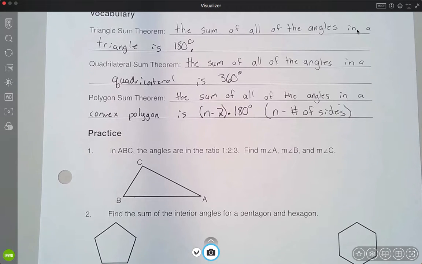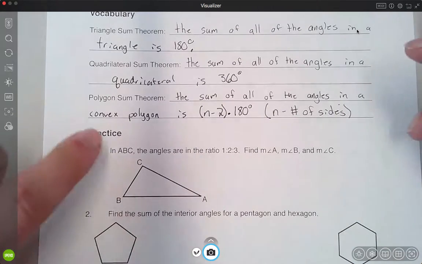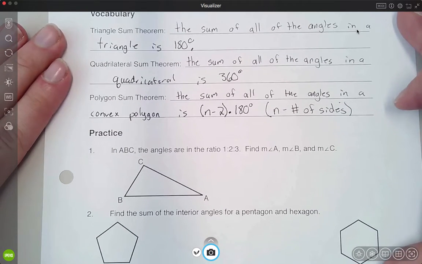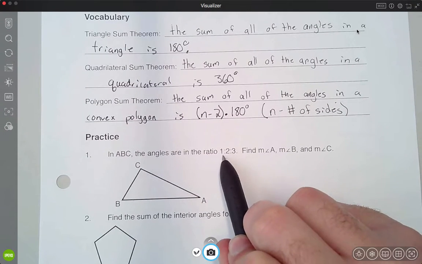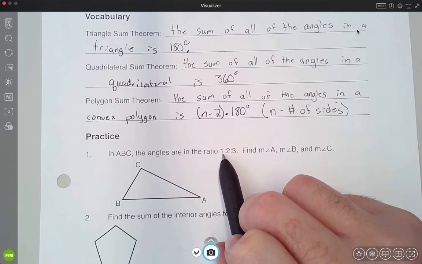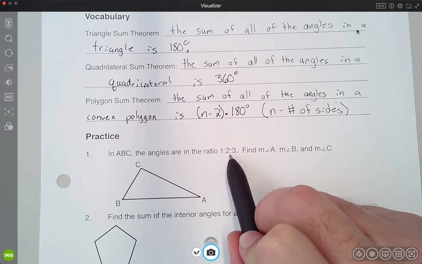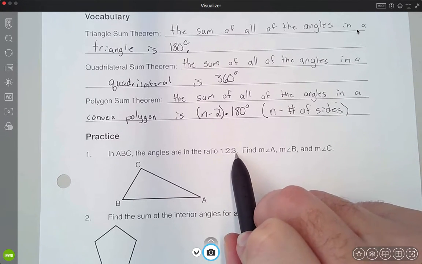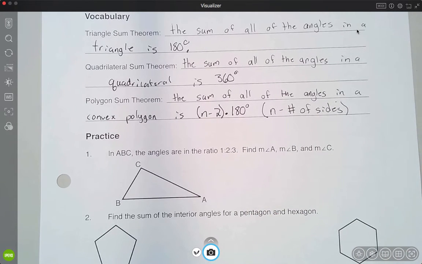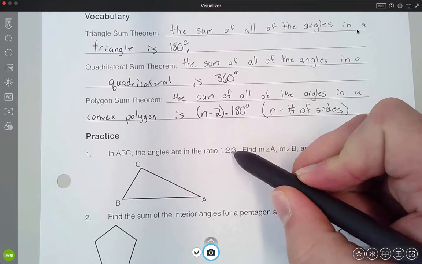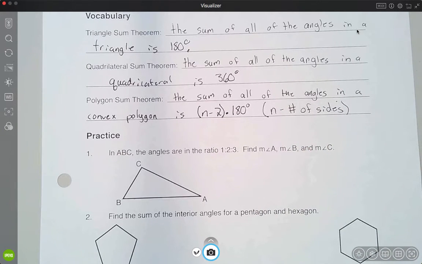For the first practice problem here then, I have in ABC, which is a triangle, the angles are in a ratio of 1 to 2 to 3. So this ratio means then that if one angle had a measurement of 1, the next one would be twice that, and the last one would be 3 times that. Now we know that doesn't actually work because that doesn't add up to be 180. So these things must be kind of like multipliers on each of those angles. So I need to figure out what is the basic angle and then kind of build up from there.